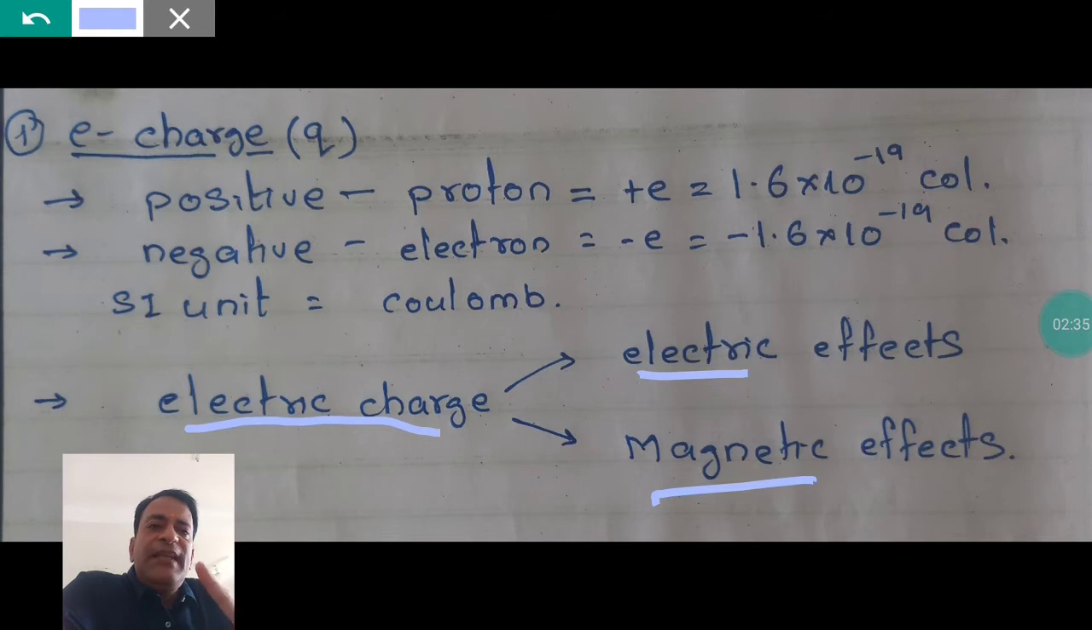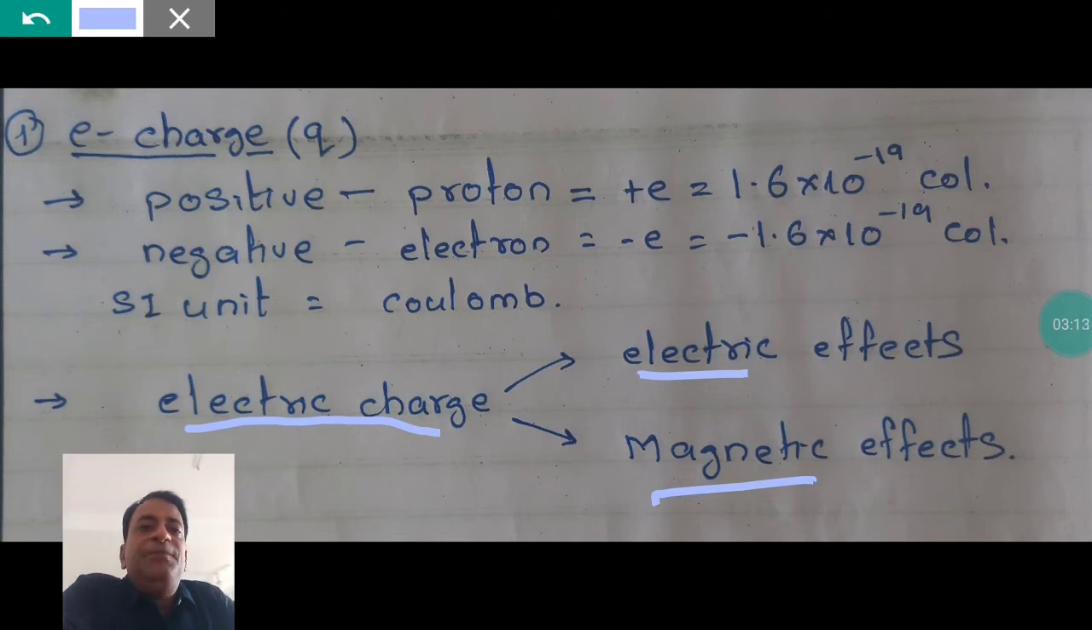Because we know that electric charge is responsible for two phenomena, the electric phenomena and the magnetic phenomena, we will define electric charge on the basis of these two. So how will we define it? Listen carefully. Electric charge is the property of particles due to which electric and magnetic effects are observed. I am repeating it: electric charge is a property of particles due to which electric and magnetic effects are observed. Clear? A very simple definition of electric charge.